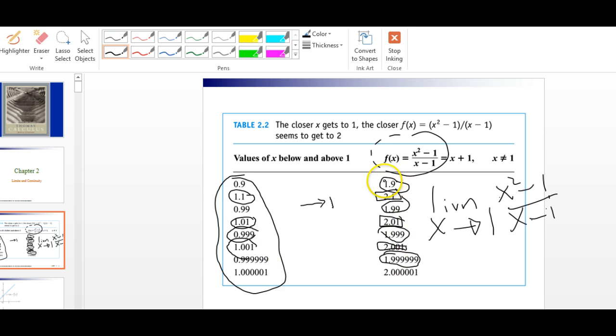And what about the function value? The function value is also getting close to 2. So now we can say that as x becomes close to 1, the limit of the function is actually 2. So that's the concept of the limit. We observe the behavior of the function as x becomes very close to a certain value.